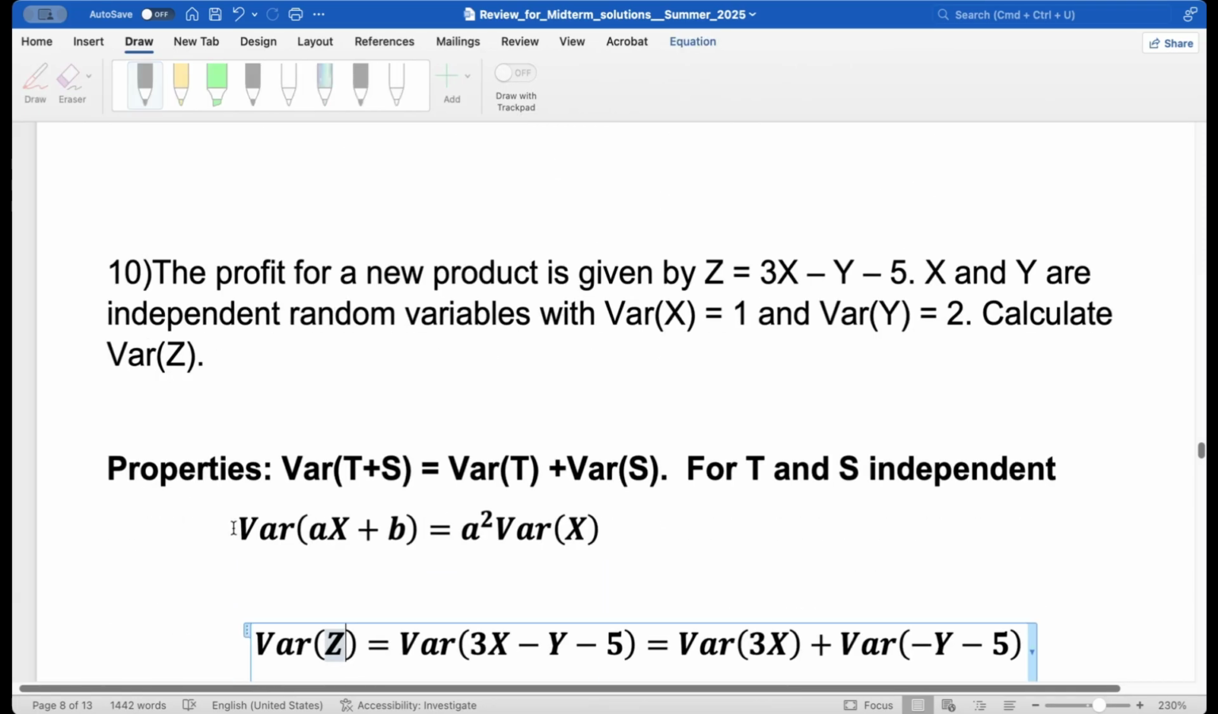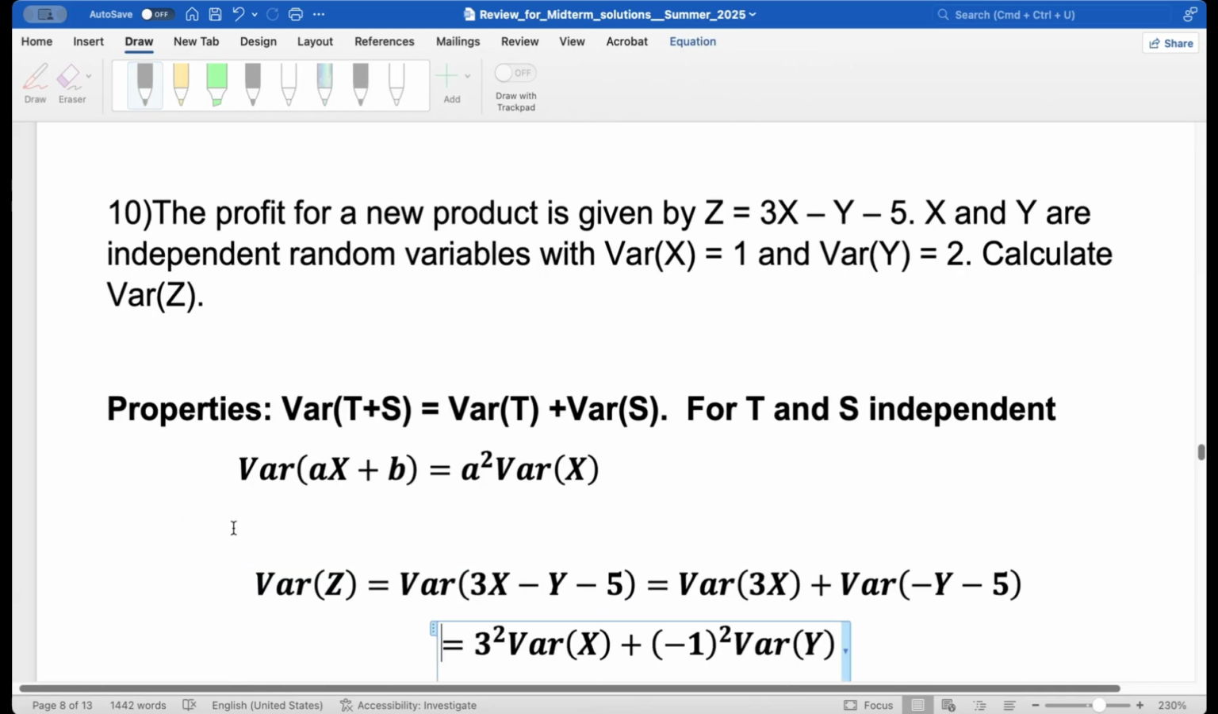All right, number 10, the profit for a new product is given by Z equals 3X minus Y minus 5. X and Y are independent random variables. Variance of X is 1, variance of Y is 2. Find the variance of Z. So because they're independent, we can add the variances. So the variance of T plus S is variance T plus variance S.